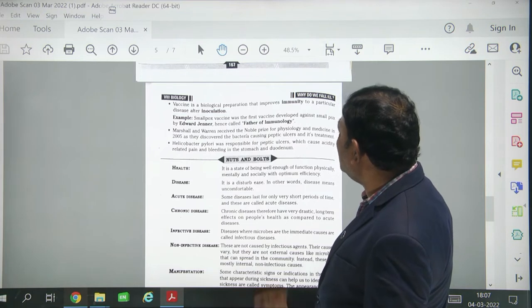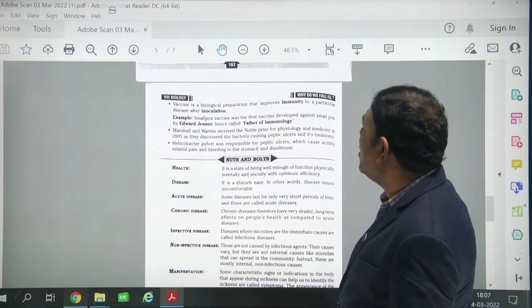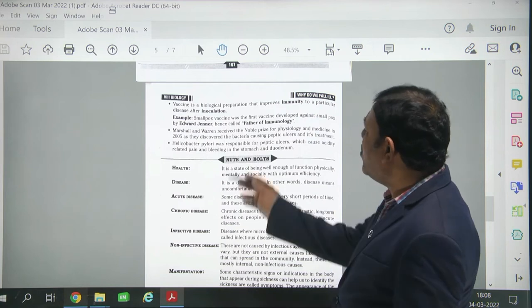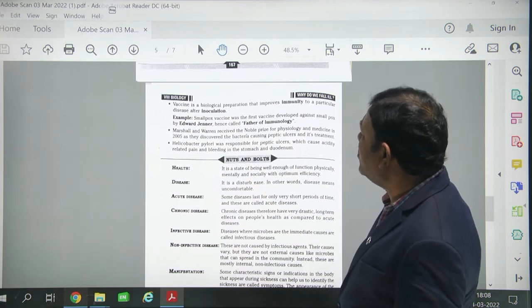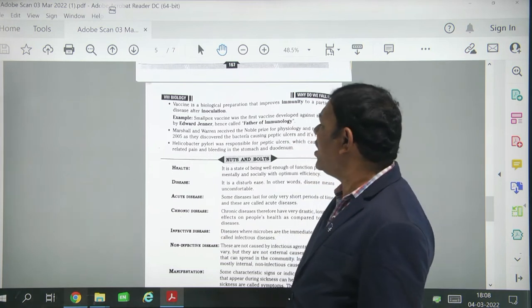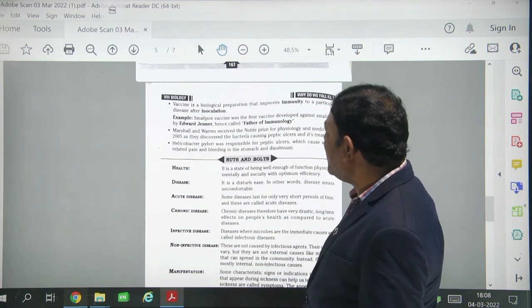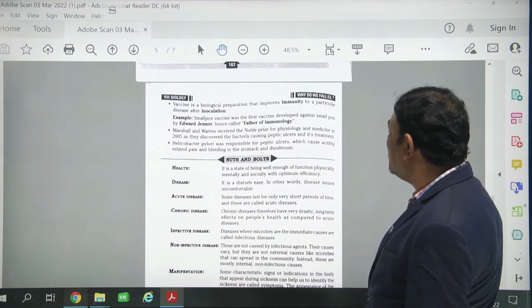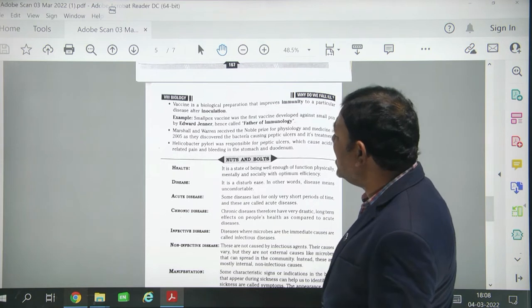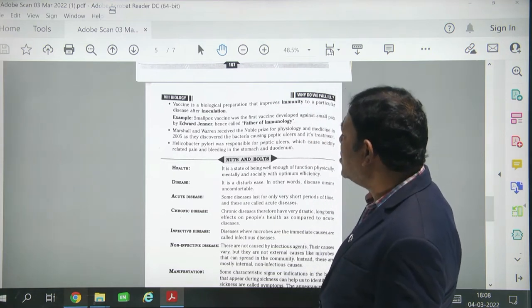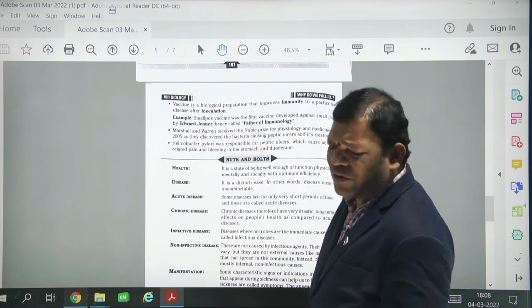Marshall and Warren discovered that Helicobacter pylori is causing the peptic ulcer. Both of them received the Nobel Prize in 2005 in medicine. Helicobacter pylori is responsible for the peptic ulcer, which causes acidity-related pain and bleeding in the stomach and duodenum. So these are the main important points.